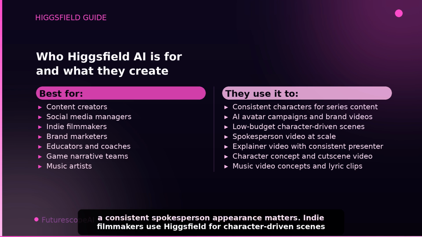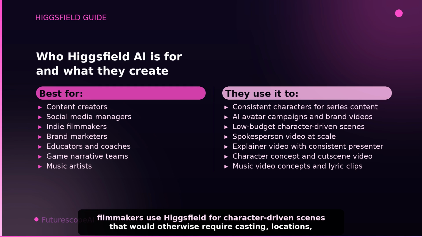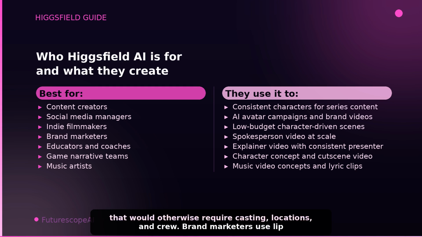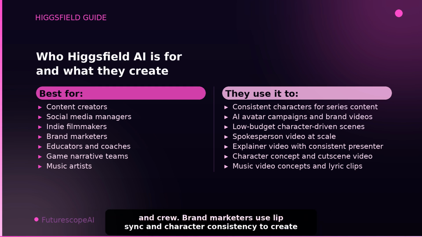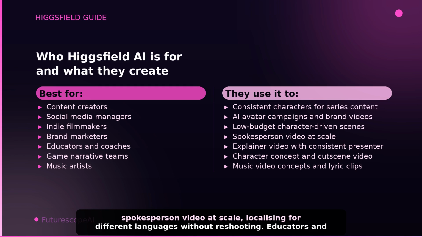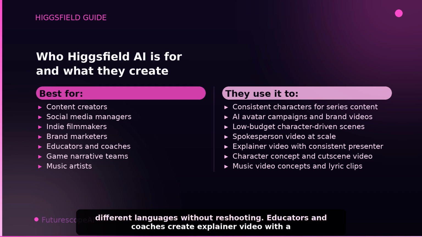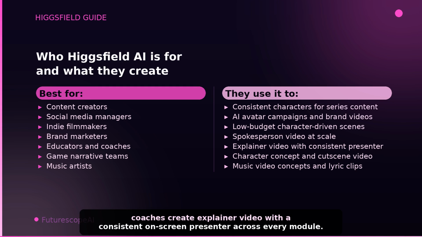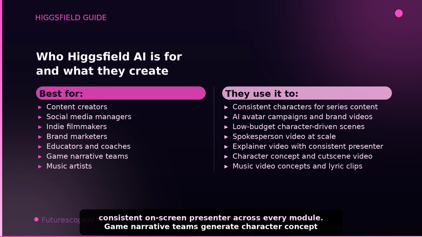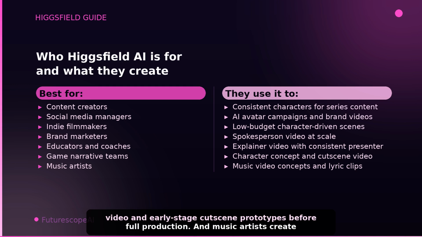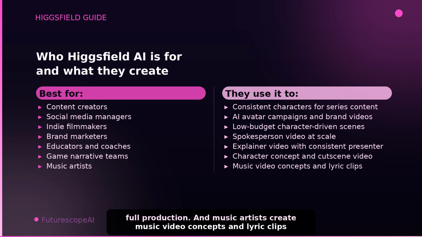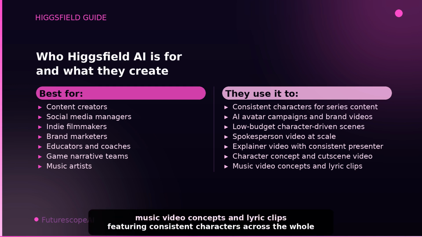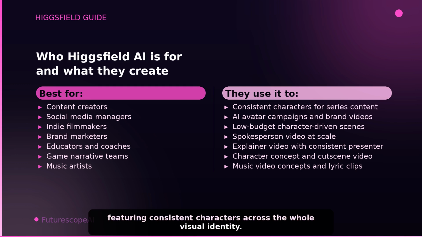Indie filmmakers use Higgsfield for character-driven scenes that would otherwise require casting, locations, and crew. Brand marketers use lip sync and character consistency to create spokesperson video at scale, localizing for different languages without reshooting. Educators and coaches create explainer video with a consistent on-screen presenter across every module. Game narrative teams generate character concept video and early-stage cutscene prototypes before full production. And music artists create music video concepts and lyric clips featuring consistent characters across the whole visual identity.